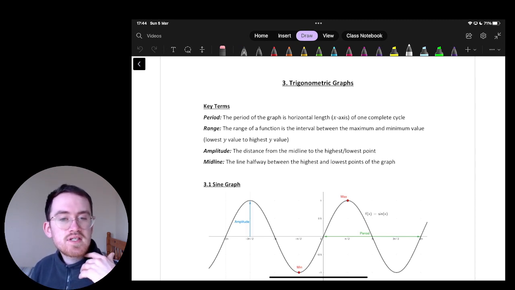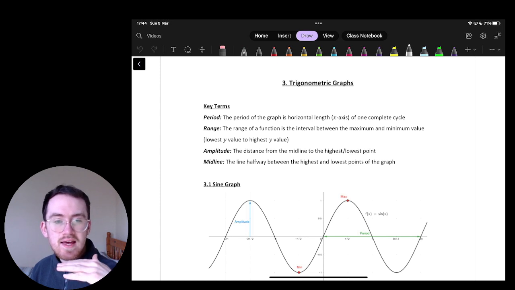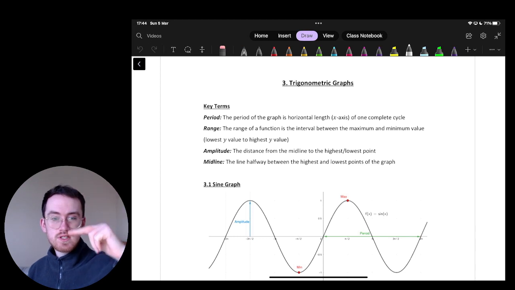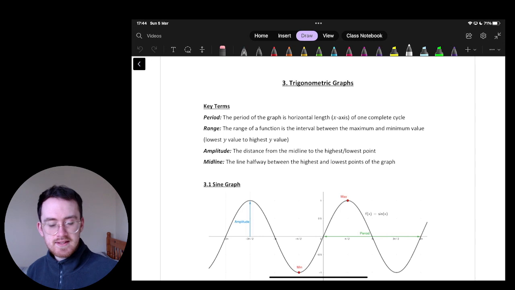The amplitude is the distance from what we call the midline to the highest or the lowest point. Now, midline comes after that. Midline is the line halfway between the highest and the lowest points of the graph, and the amplitude then is the distance from that line up to the highest point and down to the lowest point. So they go hand in hand there. Those are the key points that we need to think about when we're looking at these graphs.